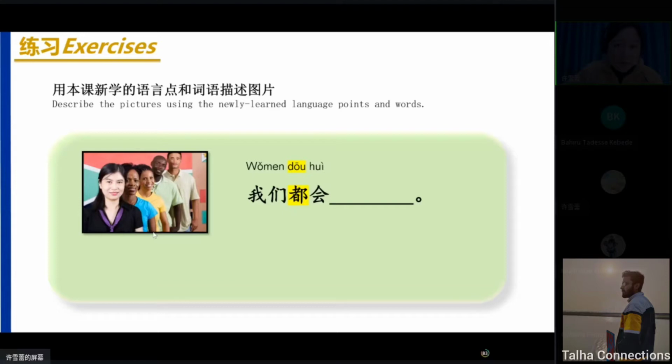Maybe all of them can speak Chinese. All of them can write Chinese characters. You can send your answer to the chatting room. Also, you can turn on your mics and talk to the class. Use what we learned to describe this picture. 我们都会什么? Here is something we can do. For example, we all can speak Chinese. 汉语怎么说? We all can speak Chinese. How?